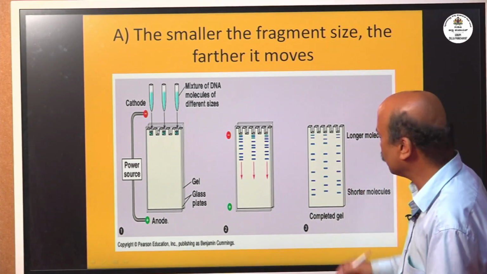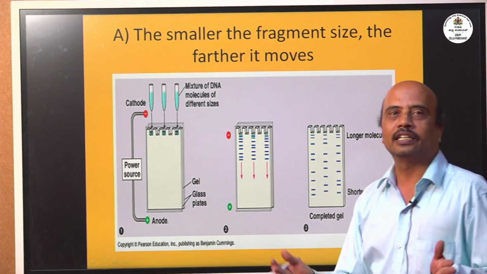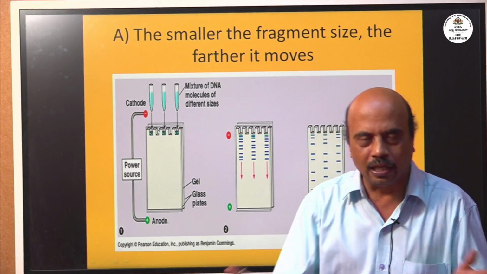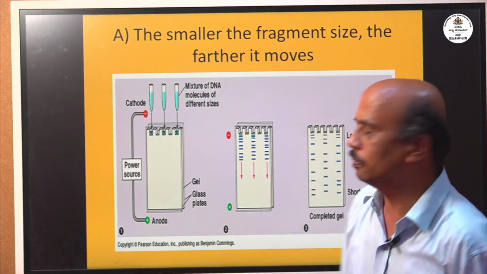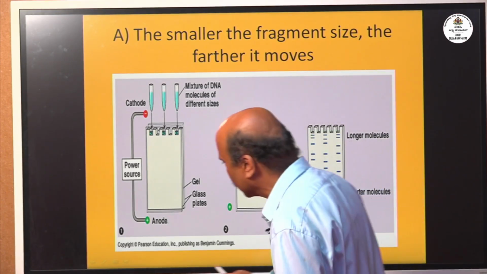In this way we can separate the fragments of DNA by a technique called gel electrophoresis.